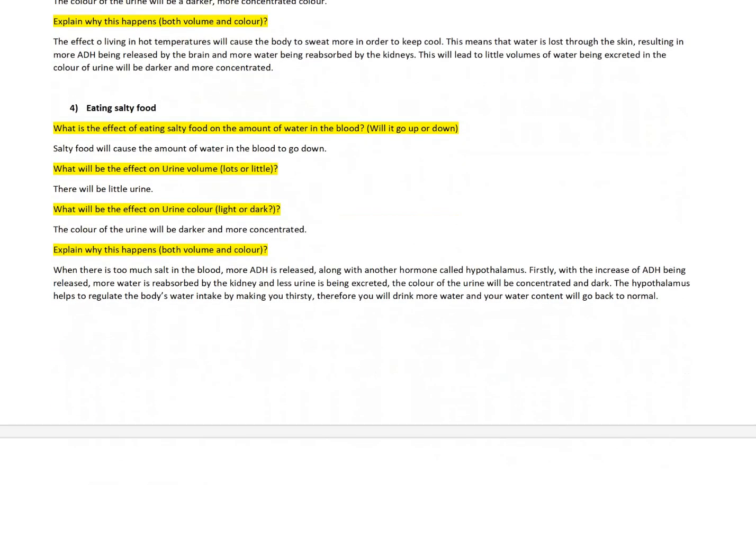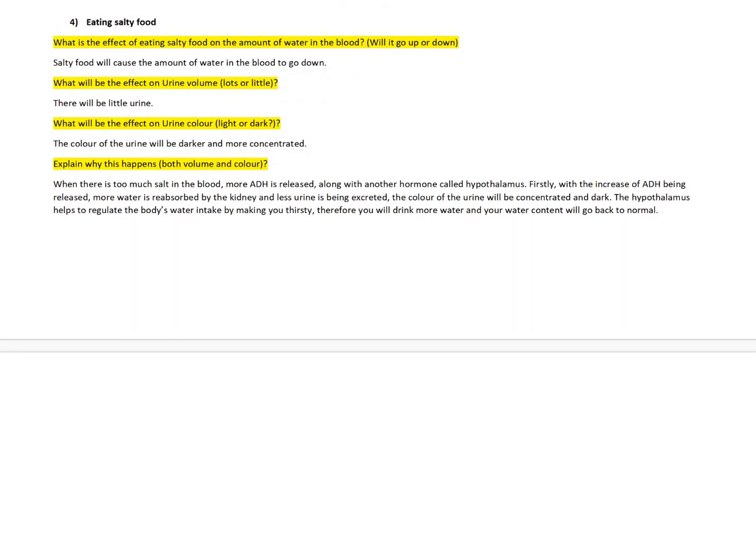Okay, last one. Eat salty foods. Let's say I know you're just mad about peanuts, and you're having a bit of salt and vinegar. What's the effect of eating salty food on the amount of water in the blood? Well, salty food is going to cause the amount of water in the blood to go down. It's similar to dehydration. It causes the body cells to absorb more water in and around it, and creates the sensation of being dehydrated. You'll notice if you eat a load of peanuts, you start craving a drink, because your body perceives that it is dehydrated.